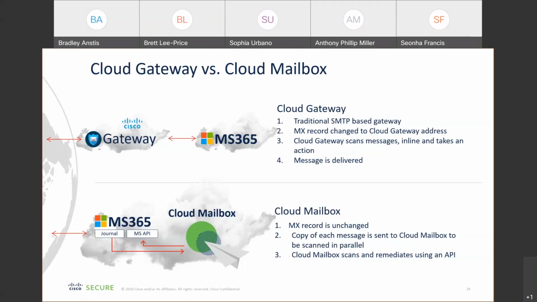We're not inline, we're scanning them in parallel as Office 365 is also processing that message. Now, if we want to take remediation actions, like shifting the email out of the user's inbox, that's where we integrate with the Graph API, which is the standard API in Office 365, to take those remediation actions that you saw on the last slide. So this is really architecturally the big difference between Cloud Mailbox and these supplemental security solutions and the more traditional SMTP based gateway.